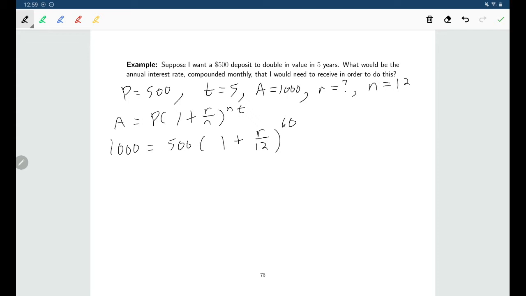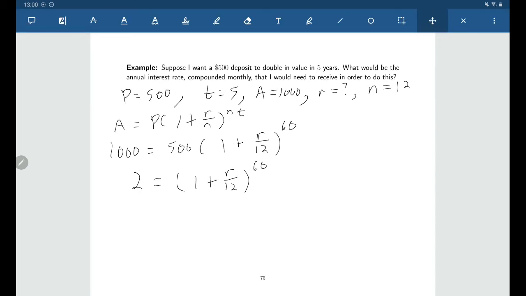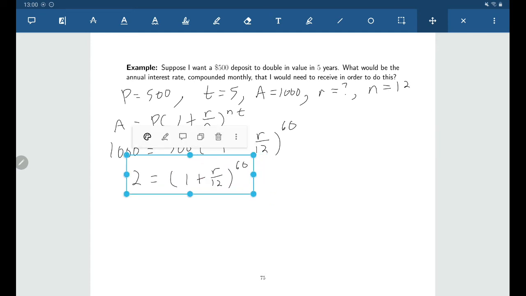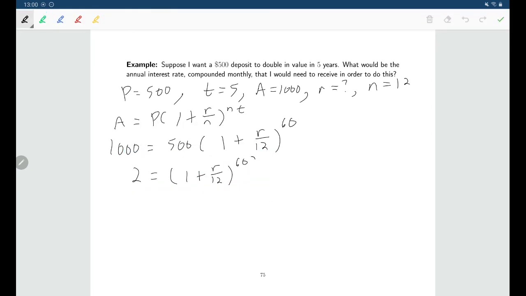And same thing that I did in the last problem. First, I'm going to isolate my exponential function by dividing, in this case, by 500. So that'll give me 2. And one thing just to notice here is that I'm not going to have to use logarithms to solve my problem here, because if we're looking at what I have, it's not the exponent that I need to solve for. I need to solve for what's inside those brackets.